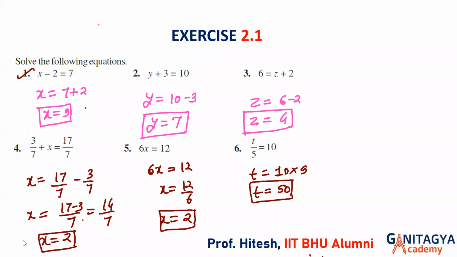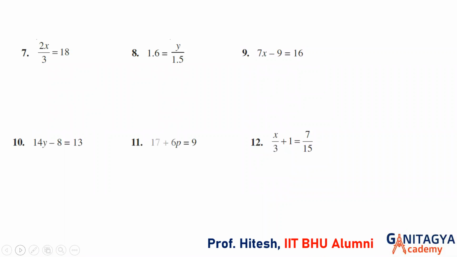Okay. So let me move to next question. So the next is 7, 8, 9, 10, 11, 12. Please solve it. I will solve. I will also solve. Just confirm your answers. Okay. So first one is x is equal to 18 into 3 upon 2. This is nothing but cross multiplication. Okay. So x will be 18 into 2, that is 9 into 3, that is 27. So x is nothing but 27.